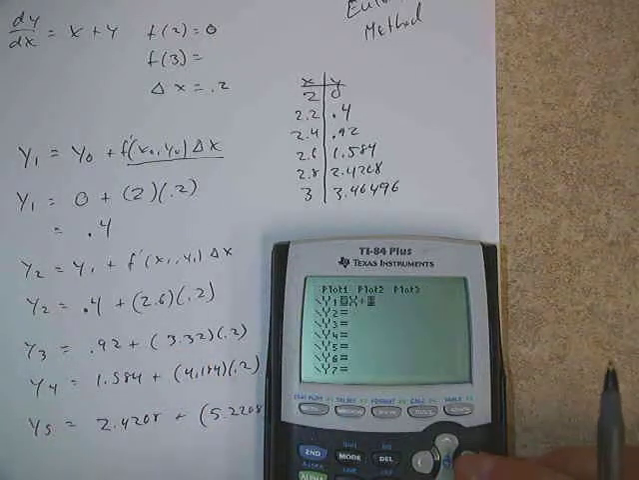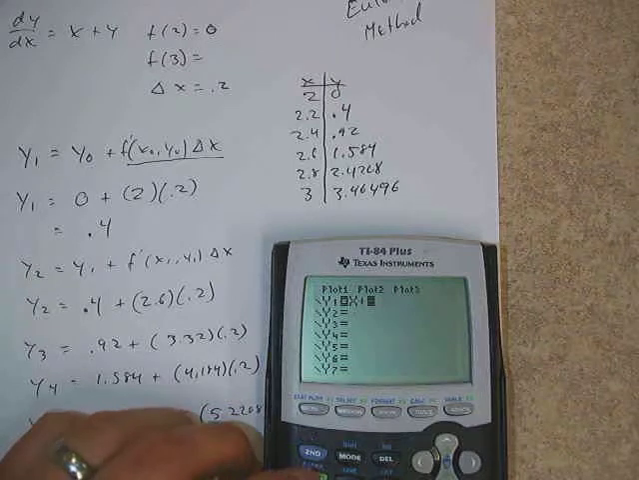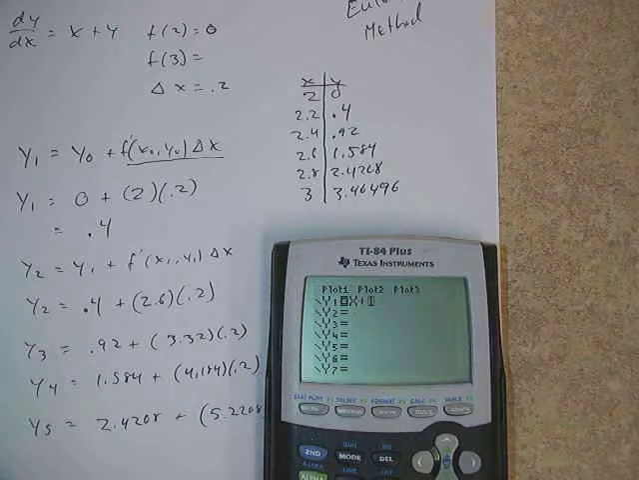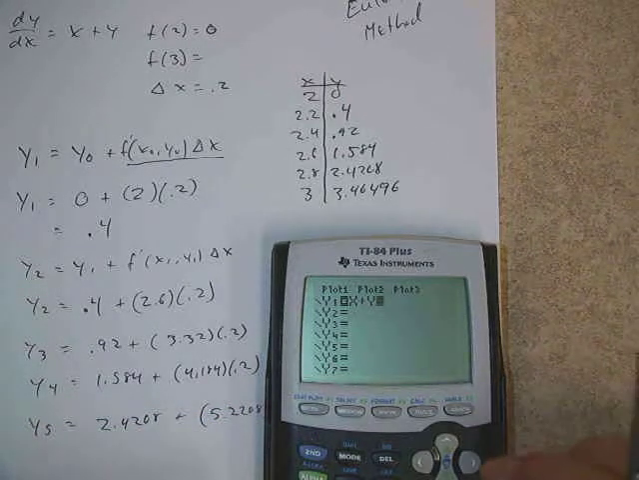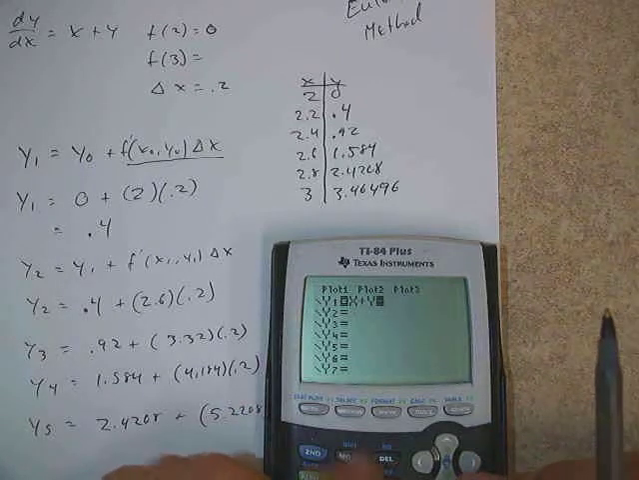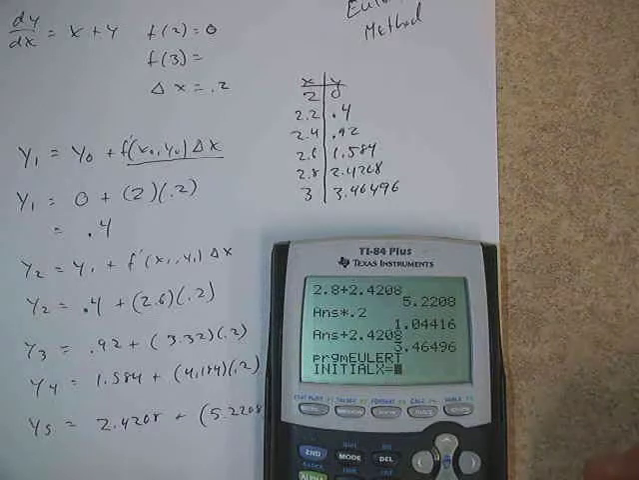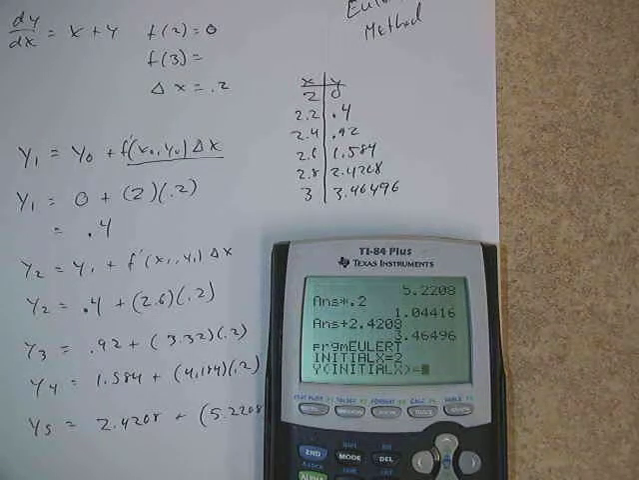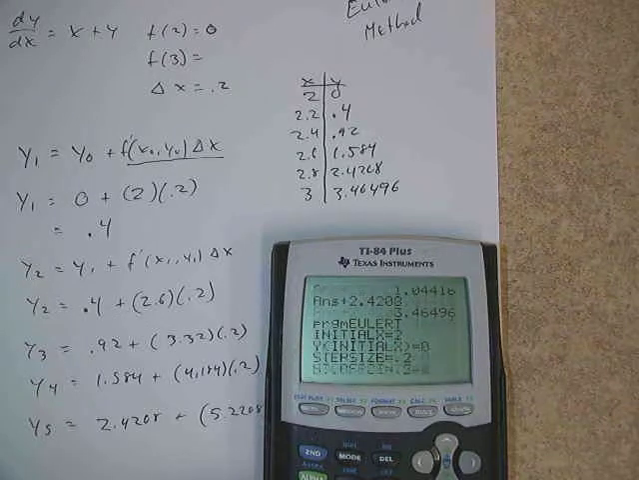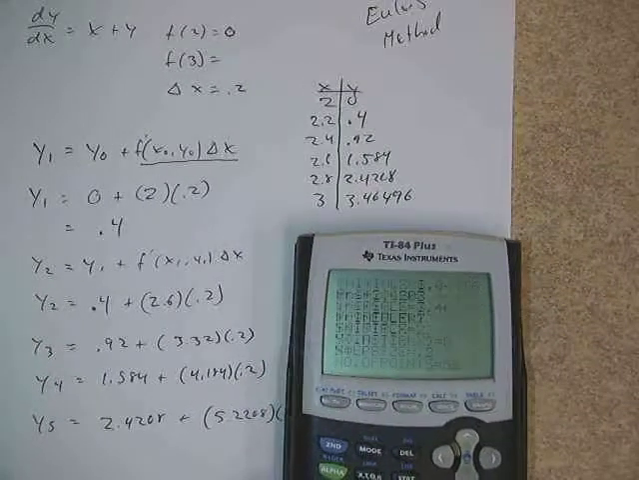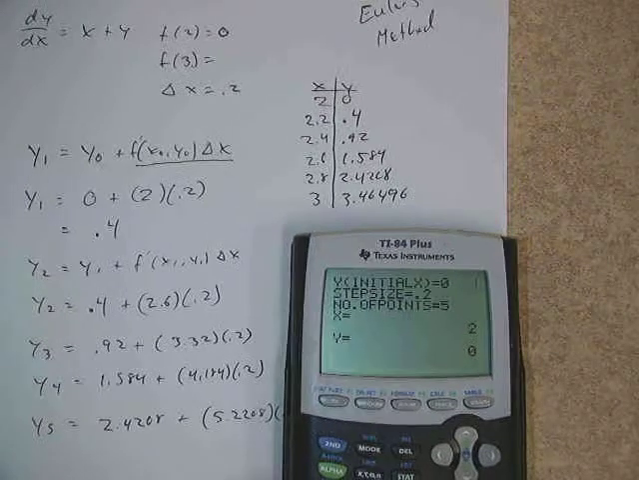If we take our y equals and we put our x plus y in here, use your alpha y to get your y's in here, and then we use our program. We have an Euler table program, and the Euler table program asks us for the initial x, which is 2, the initial y is 0, and our step size is 0.2, and our number of points here, we want 5 points altogether to get to 3. And so let's see what happens.